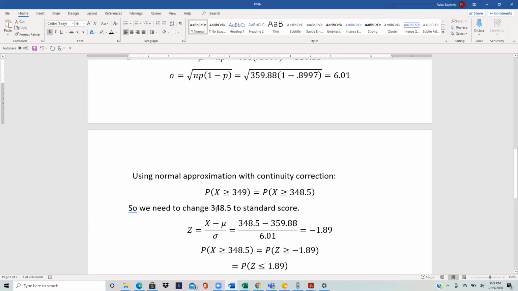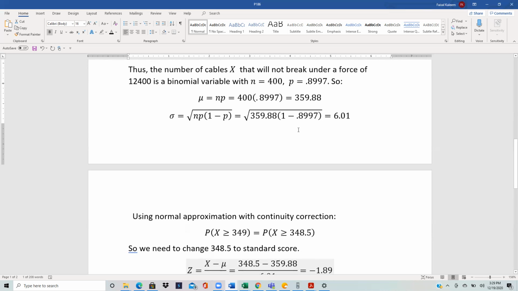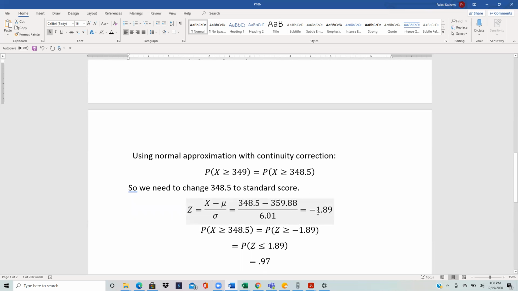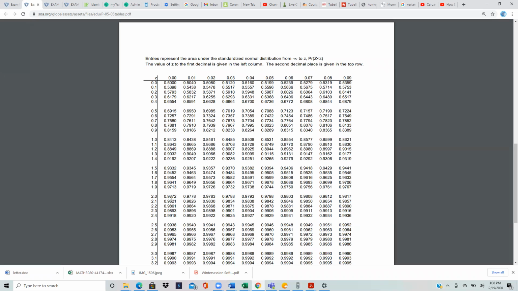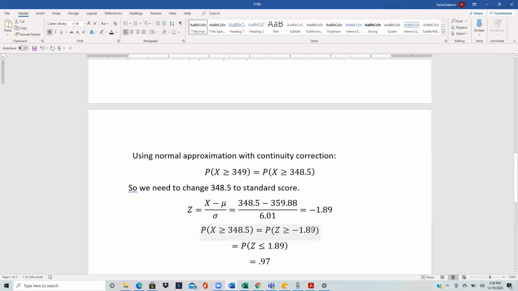So for 348.5, the mean for that binomial variable was 359.88, standard deviation was 6.01. And that comes out to be negative 1.89. So probability X greater than or equal to 348.5 equals probability Z is greater than negative 1.89, and that's the same as Z less than or equal to 1.89. From the tables, we see that 1.89 gives us 0.9706. The answers are to 2 decimal places, so this is 0.97. And that was choice D.